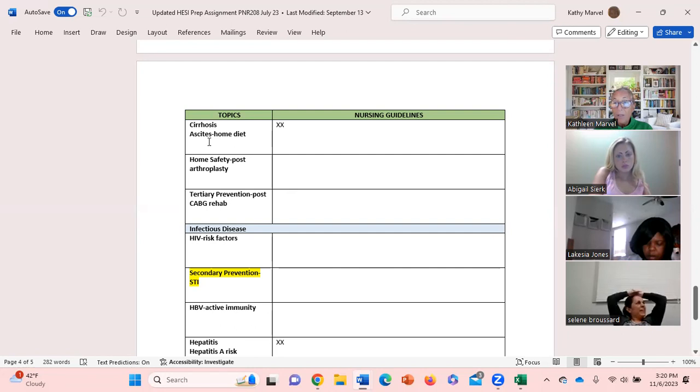Well, there's specific teaching bullets that you teach about an ascites diet. What is that? You should have learned that in med-surg. Somebody with cirrhosis, what do you want them to avoid for food? What should they increase? What should they decrease? Salt, protein, decrease salt, decrease water.